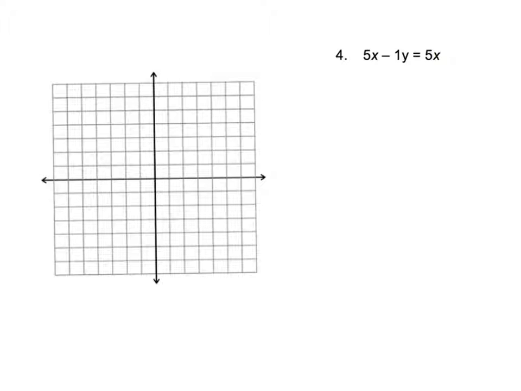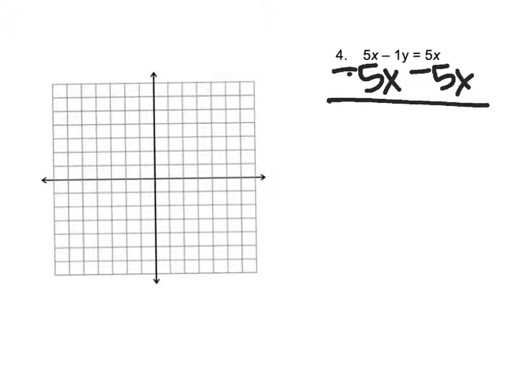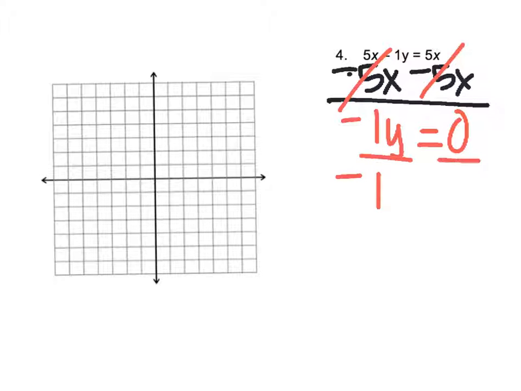Now 4 is a little different because this is a form I don't recognize. The first 2 we did were in slope-intercept form, so I'm going to work that way in putting this into that form by switching around some numbers like we did previously. And I'm going to start by subtracting 5x from both sides. Those cancel, and I get negative 1y equals 0. If I divide both sides by negative 1, I get y equals 0.